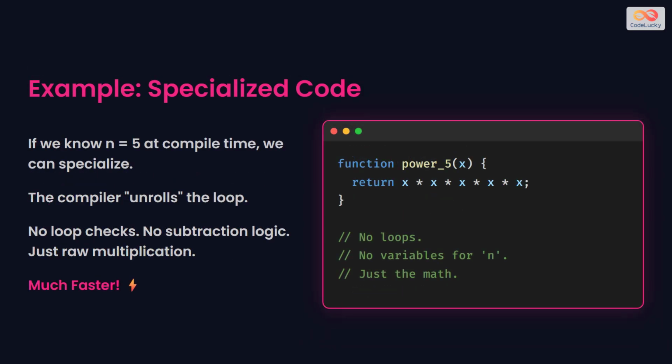Now imagine we know that n will be 5. A partial evaluator can unroll that loop entirely. The resulting code, shown here, has no loop structure, no condition checks, and no counter variables. It is just 5 multiplications in a row. This specialized version is significantly faster for the computer to execute.